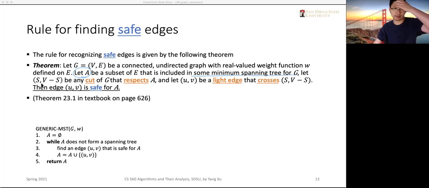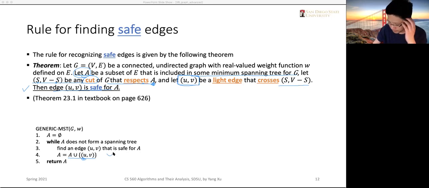And so let there be some cut that partitions the graph into two parts, and this cut must respect the subset A, and let the edge (u, v) be the light edge that crosses the cut. Then, if we can find the light edge that crosses the cut, and this cut also respects the subset A, then this edge will be safe for A, which means this edge will be selected to be added to the subset A. Right? Is that clear?